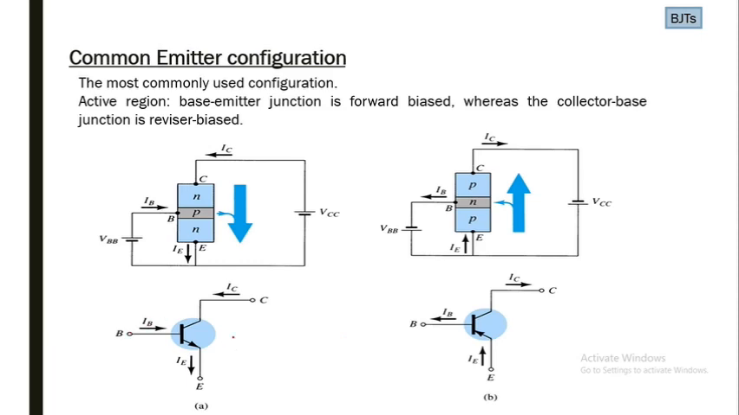Here we can see in the form of symbols. You can see for NPN transistor the IB and IC both are coming inward to the transistor and IE is leaving from transistor. This is for NPN, and for PNP the current directions are opposite, that IC and IB both are leaving out and IE is coming into the transistor.